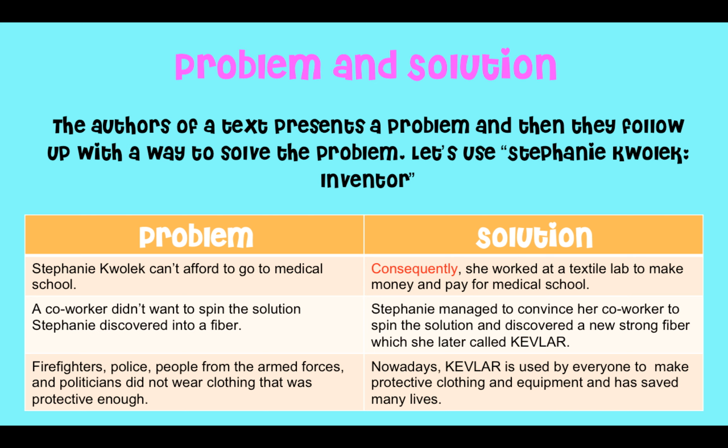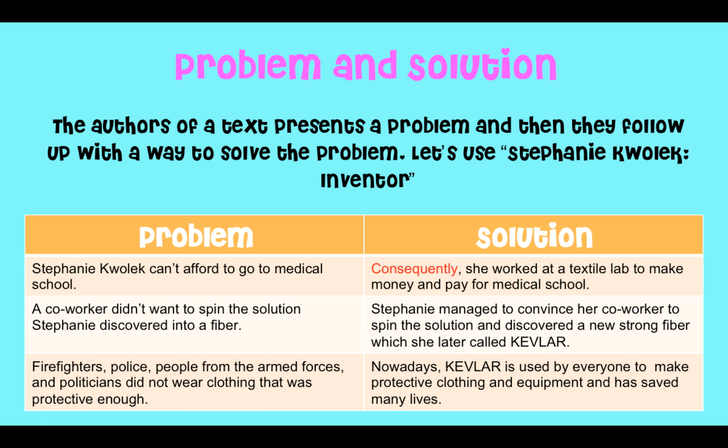So a coworker, when she went ahead and discovered this solution, she wanted it to be spun, right, in a machine to separate the different parts of the solution and create a fiber. But she had a problem. Her coworker didn't want to do it for her.